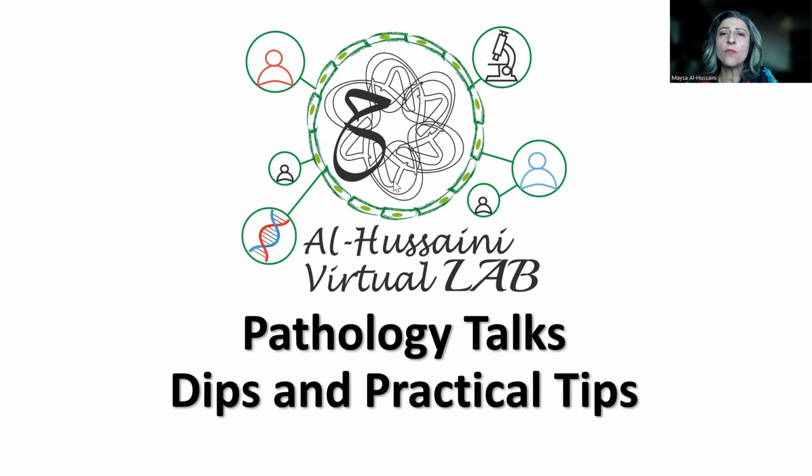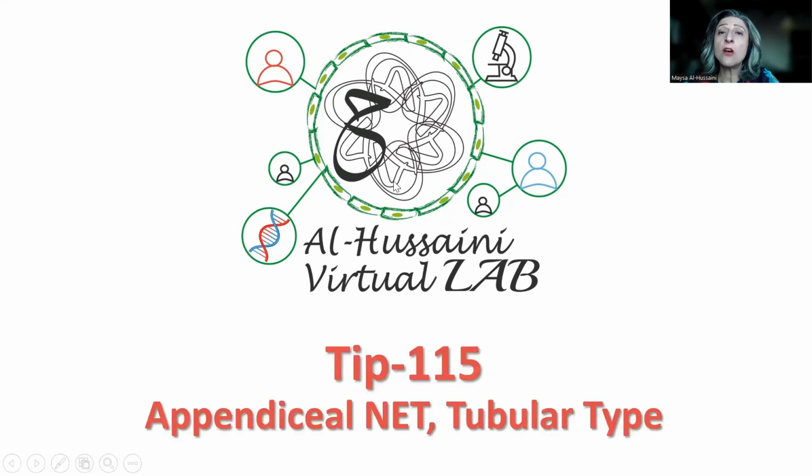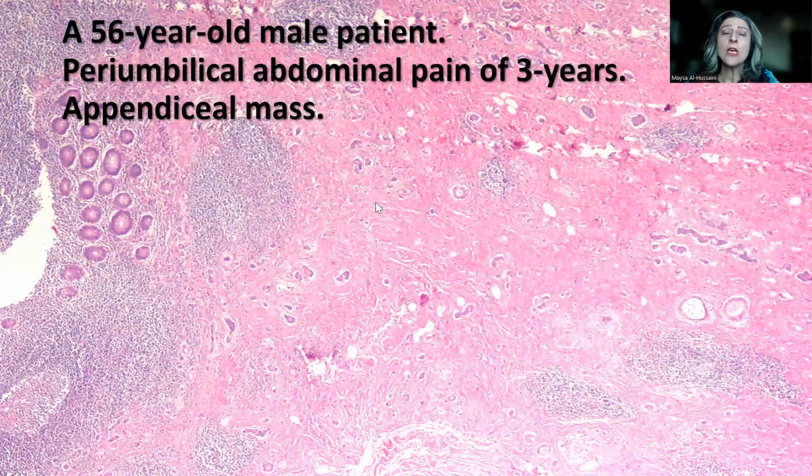What I'm going to be sharing with you today is a nice example of a rare variant of appendiceal neuroendocrine tumor, formerly known as carcinoid of tubular type. So this is a case of a 56-year-old male patient who presented with long-standing periumbilical abdominal pain, and then on investigation, he was found to have an appendiceal mass.